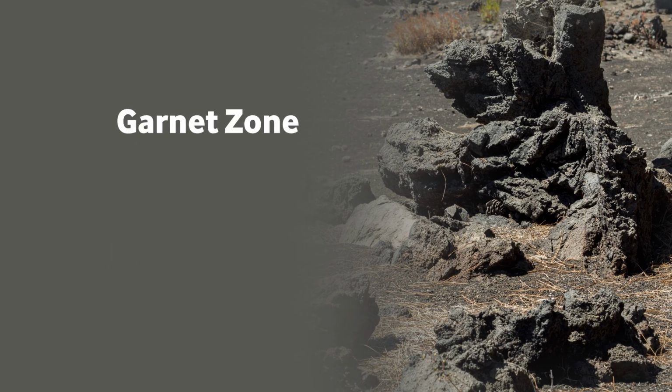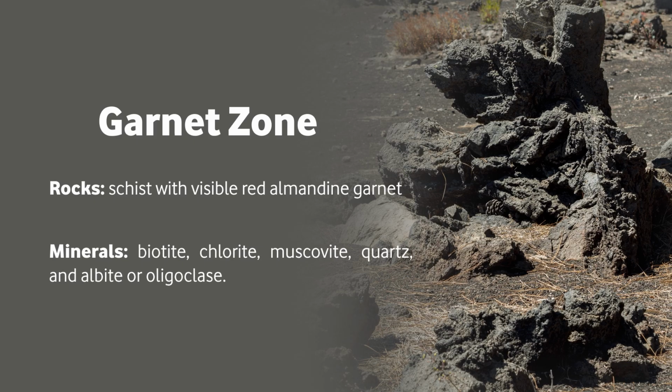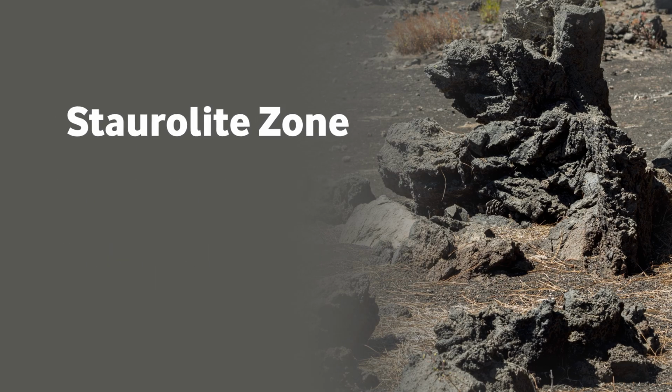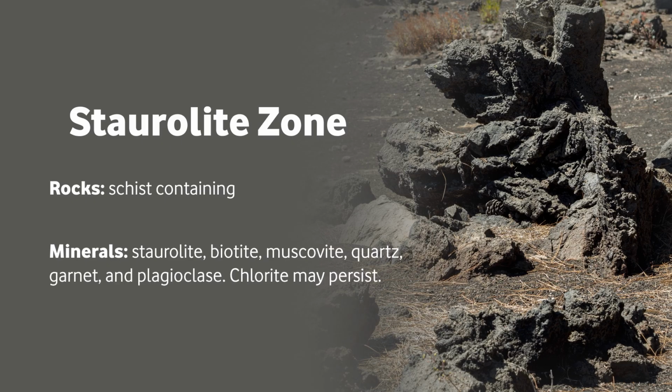The next one is the garnet zone. The rocks are schist with visible red almandine garnet. The minerals are biotite, chlorite, muscovite, quartz, albite or oligoclase. Another zone is the staurolite zone. The rock is basically schist containing minerals staurolite, biotite, muscovite, quartz, garnet and plagioclase.